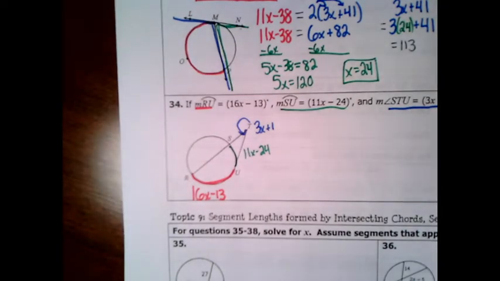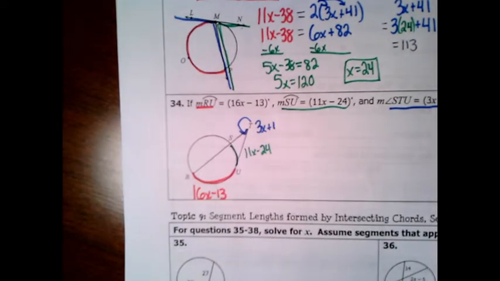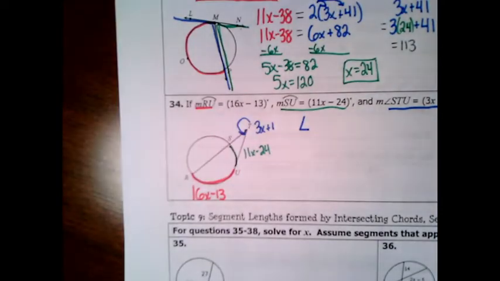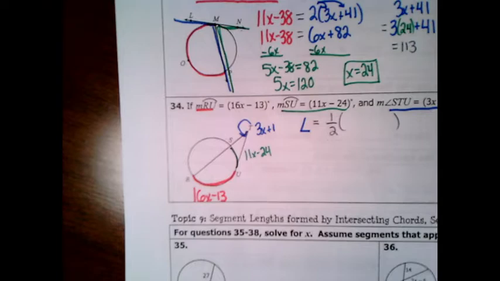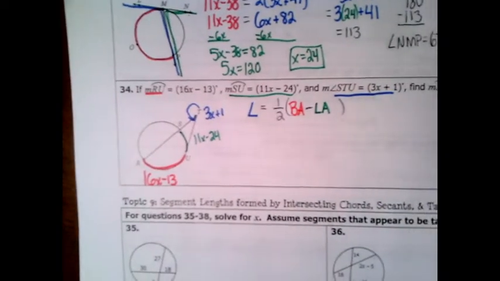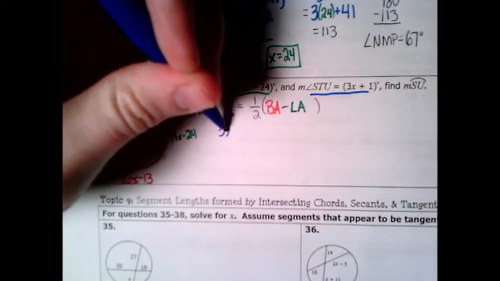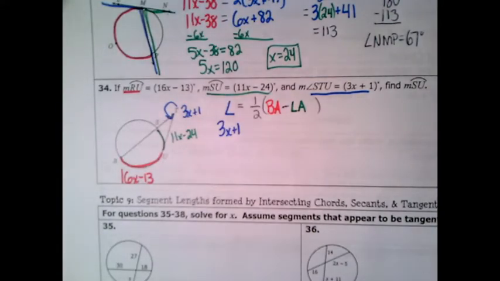So our formula on this one is they crisscross outside, and we're doing arcs. So it's going to be angle equals 1/2 big arc, which I'm going to make red, minus little arc, which is green. Okay. So now we're ready to plug in here. My angle is 3x plus 1 equals 1/2.